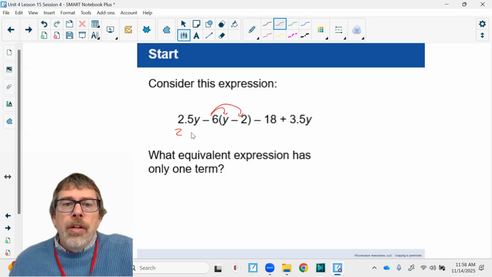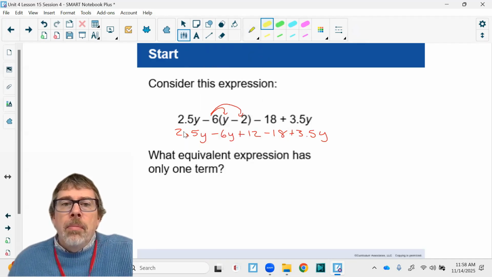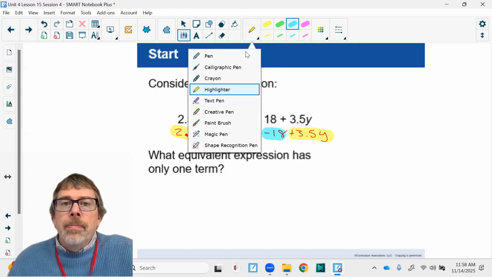So this 2.5y, negative 6 times y is negative 6y, okay? And a negative times a negative is positive, and 6 times 2 is 12, minus 18 plus 3.5y. Okay, so then I'm going to highlight my y's, and I'm going to highlight my constants with a different color.